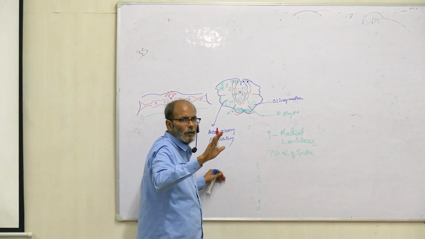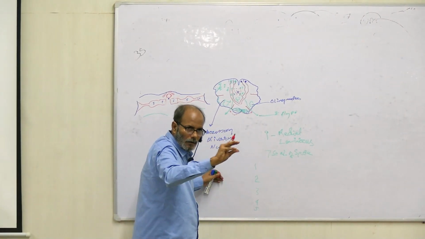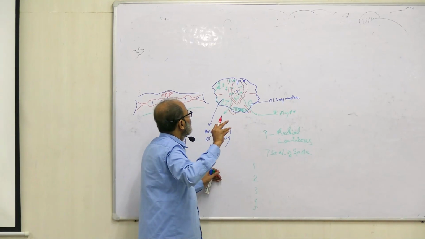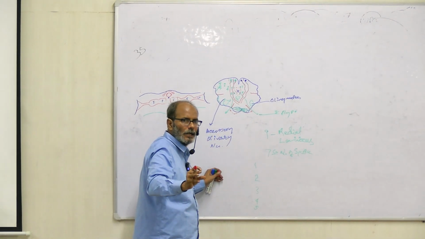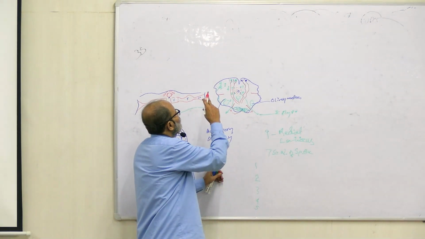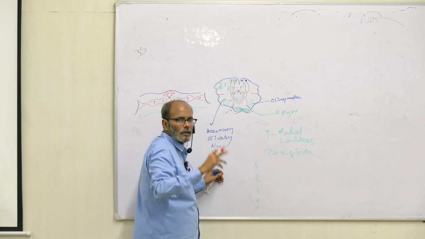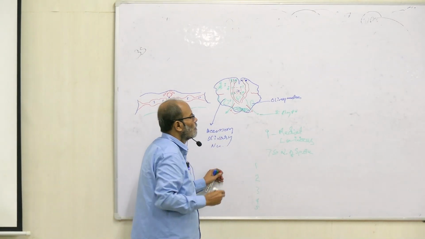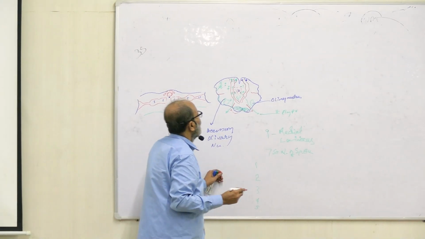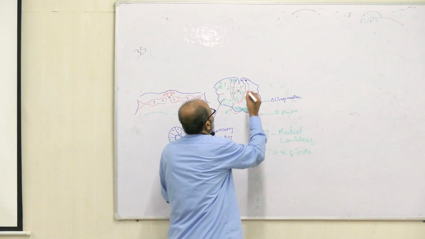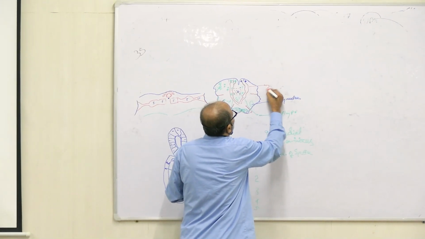After the spinocerebellar tract ends in the nucleus gracilis and nucleus cuneatus, the fibers that come out are the internal arcuate fibers. These are internal arcuate fibers.